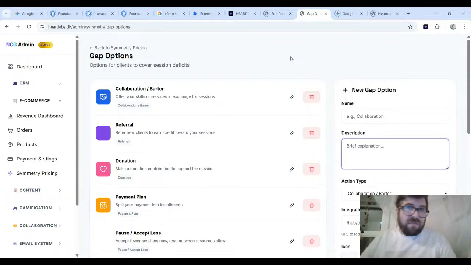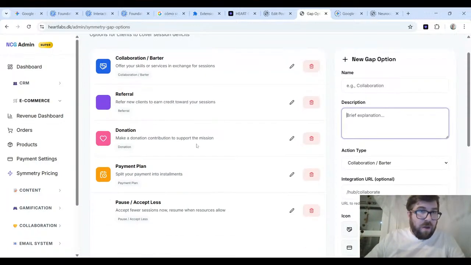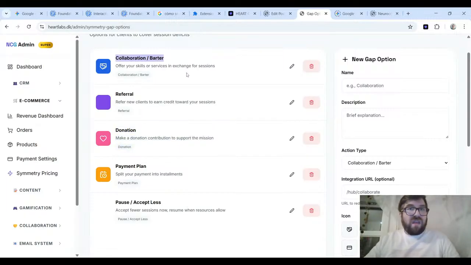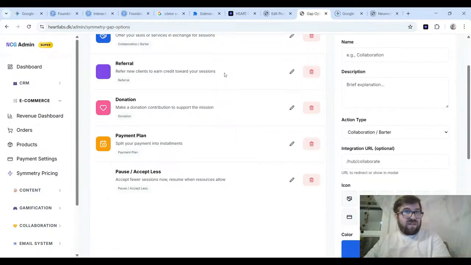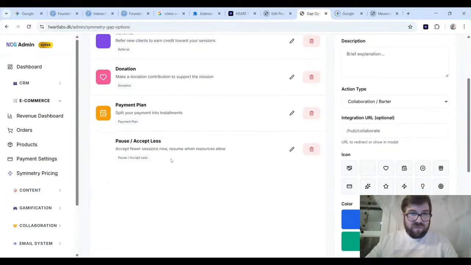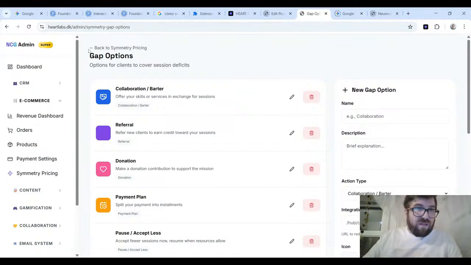So maybe they are missing 20% for the last session, but they can make a donation of something they have and you need, like a cell phone, or they can collaborate because they have something you need. They're a developer or translator or UX designer, and they can say, I can collaborate and do this, and I will cover the last session. Or they can refer you to some expert who does something that you need. So you can create those options.